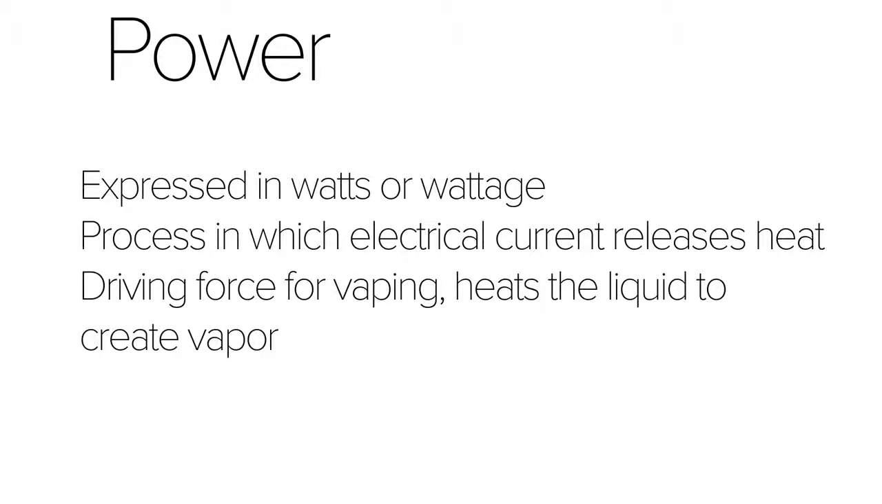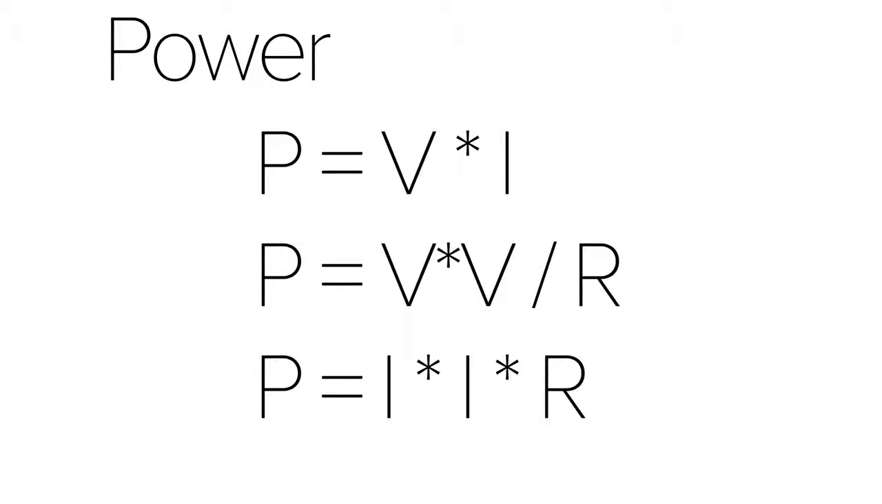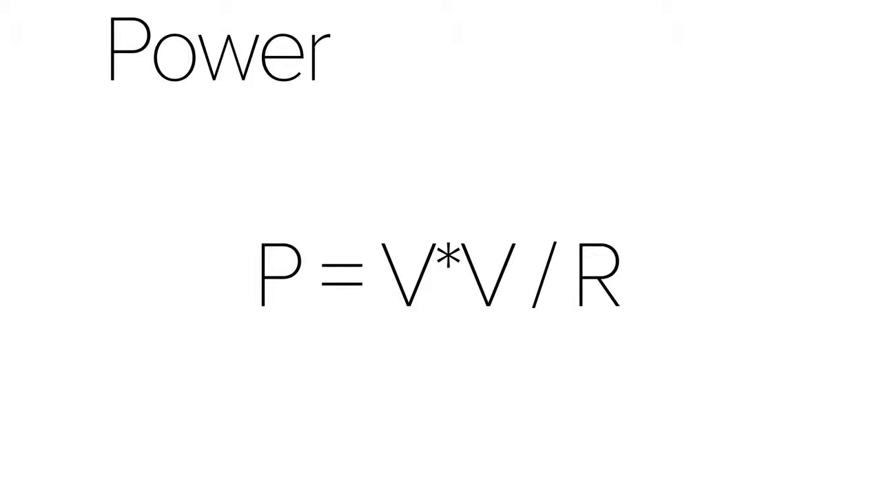There's one more important variable at work, which is power. This is expressed in watts or wattage. It's the process in which electrical current releases heat. And this heat is what turns your e-liquid into vapor in your vaping device. There are three different ways to calculate wattage. Today, I'll use the formula that only requires the voltage and resistance. Power is equal to voltage squared divided by resistance.